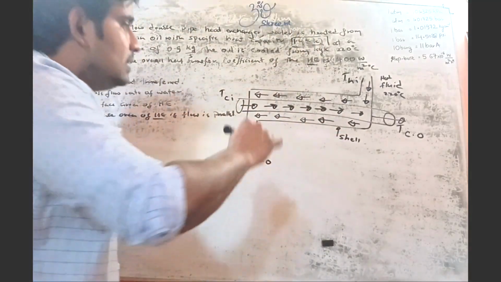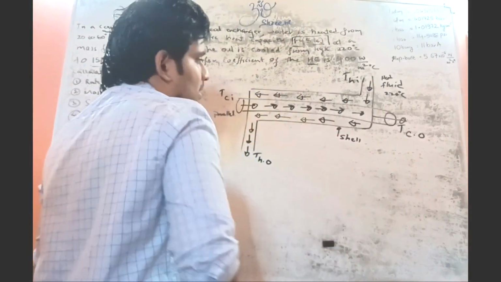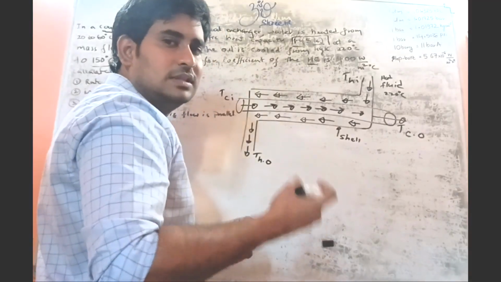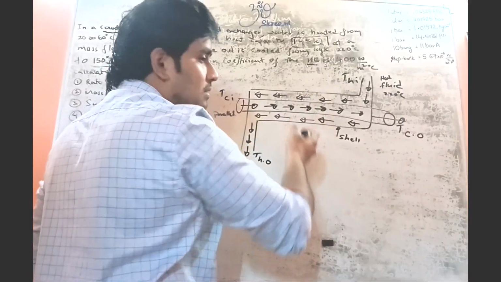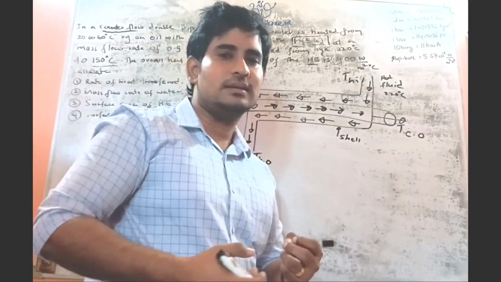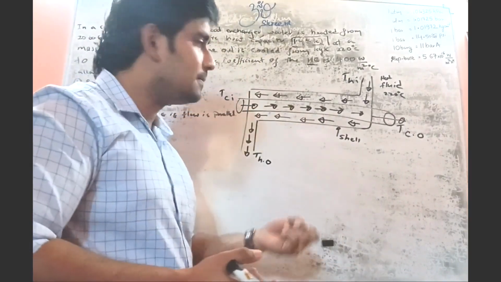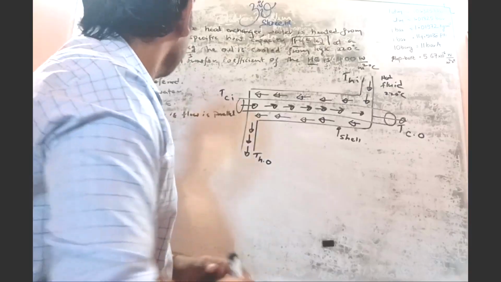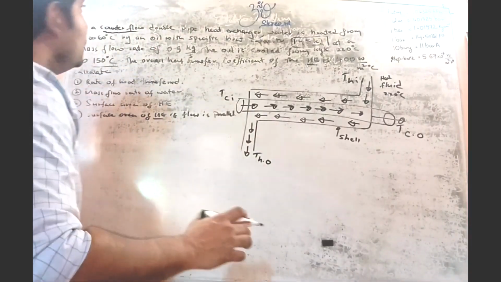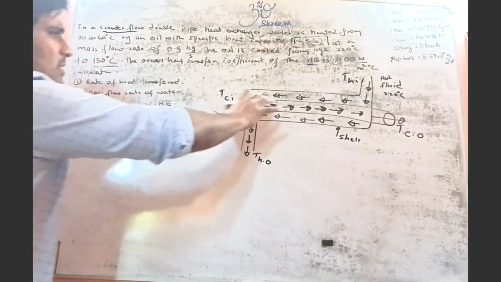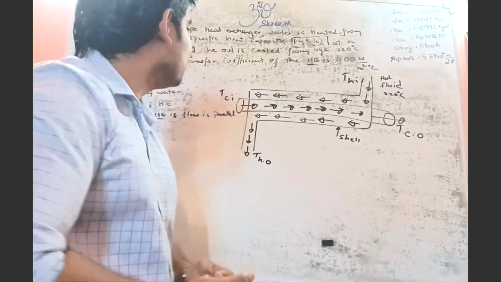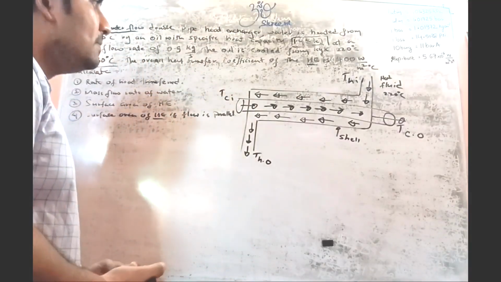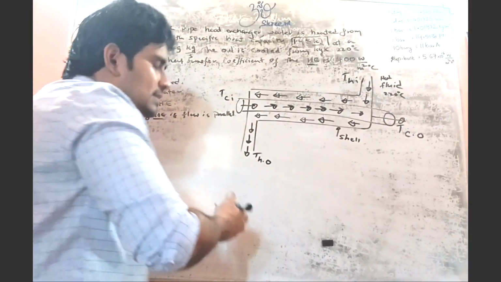Now you can very clearly observe, if I consider the direction of these two flows, that the directions are opposite to each other. So our flow is counter flow type, and this is the simple layout that we need. At the same time, we'll also sketch the temperature profile.